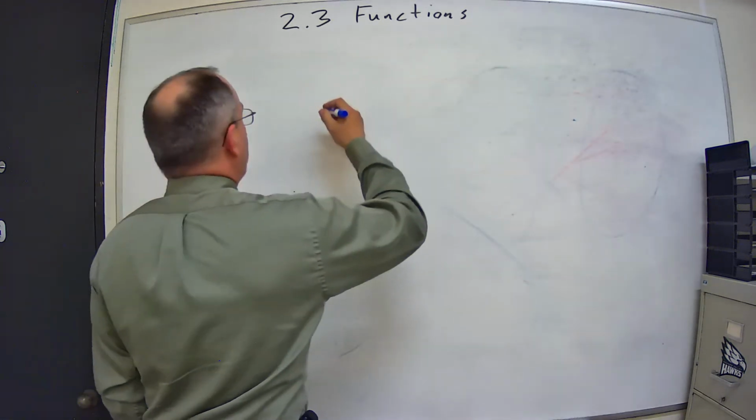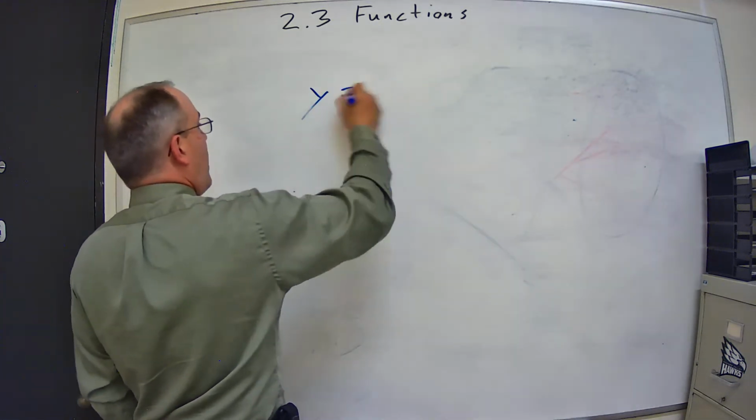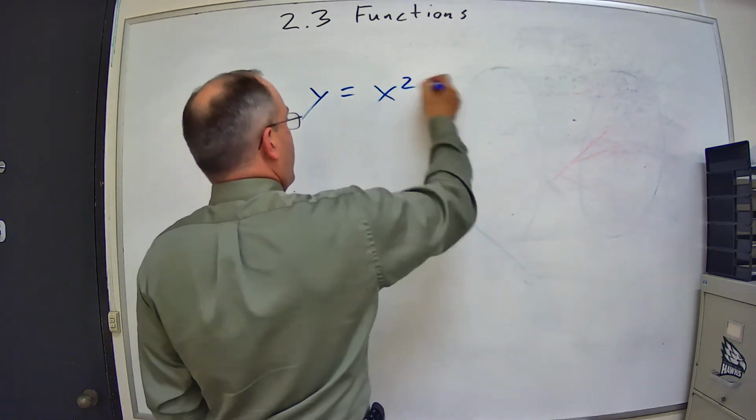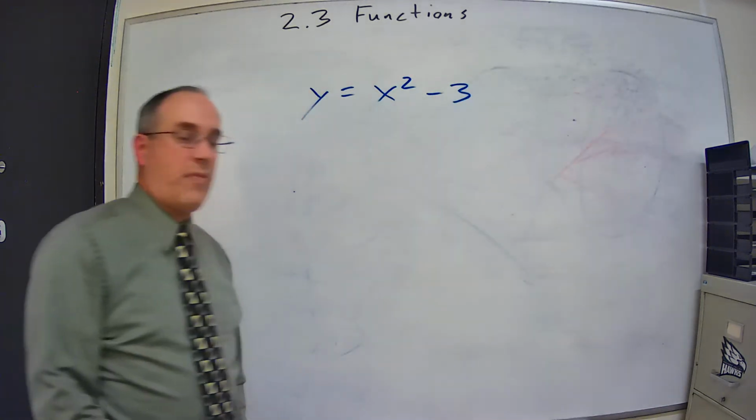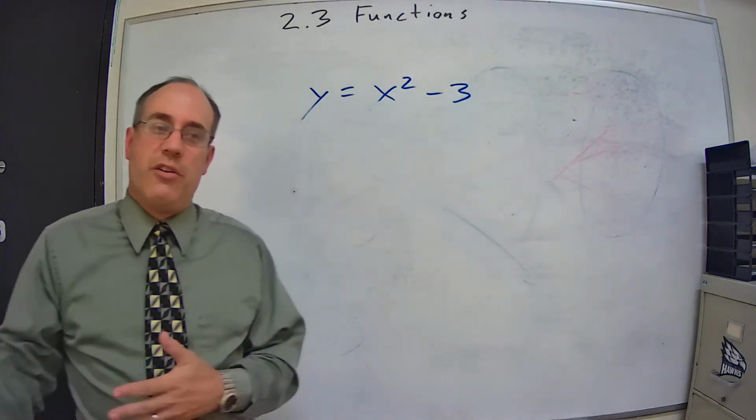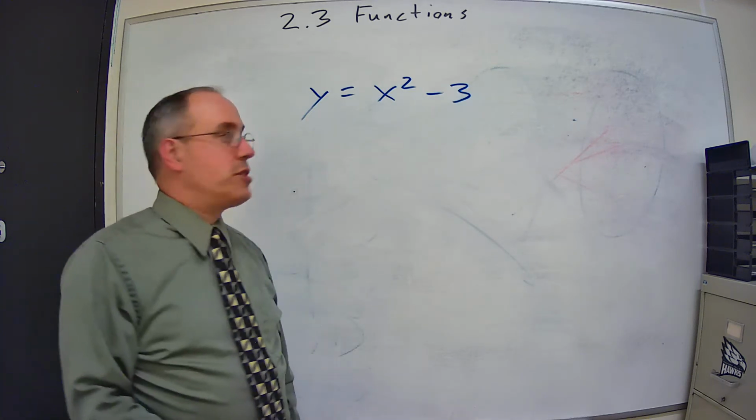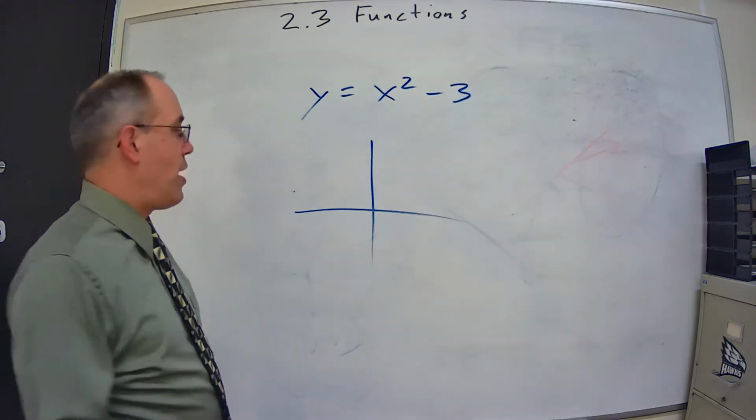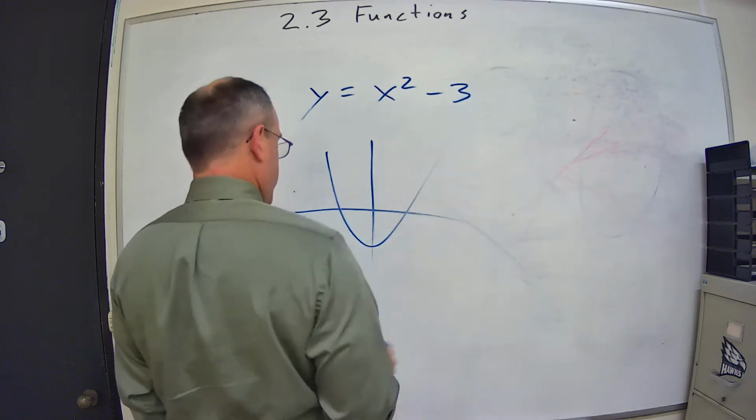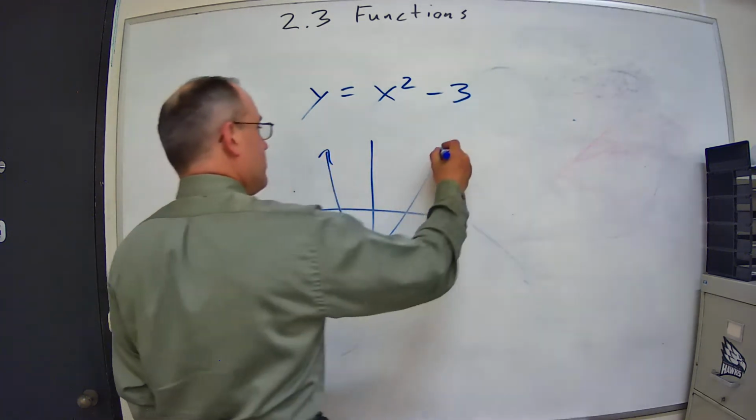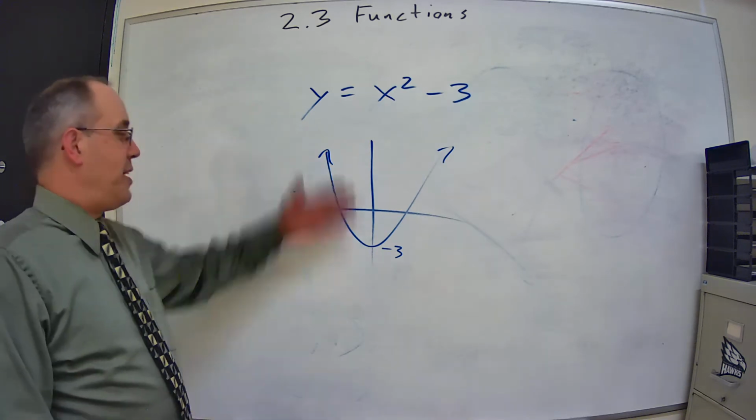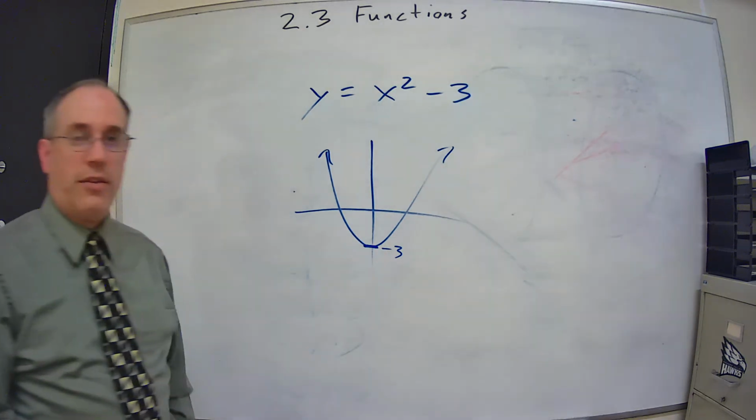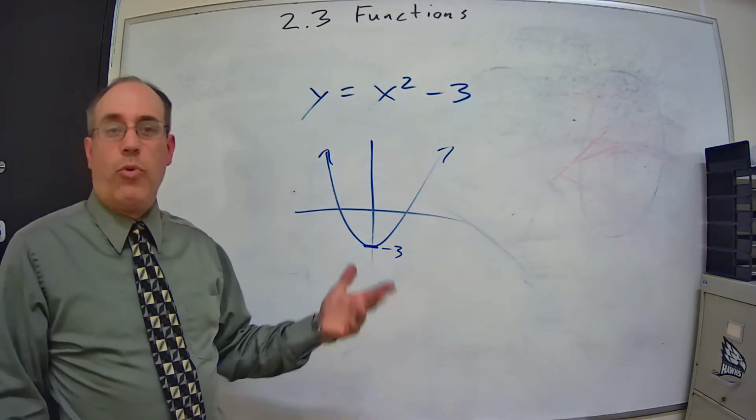Well, what if we have y is equal to x squared minus 3? And we'll get into this further in a few more sections. But if we have this, I'm going to give you a basic drawing of it. It looks something like this. It's a parabola that's been shifted down by 3. So there's 3 right there, negative 3. So what is the domain and what is the range of this?